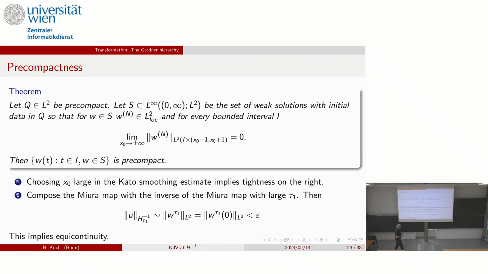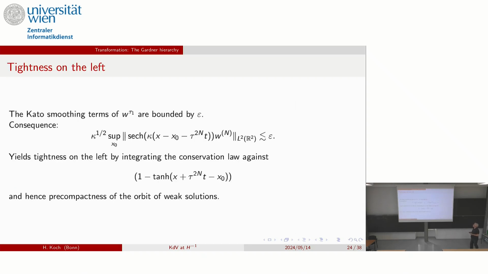And then you still need to prove tightness to the left. So tightness to the left, you get by, I think I messed up the sign of this tau again. So you take the weight in the opposite direction, and you move it to the left. Sorry, this is still correct. Now here's the correct sign.